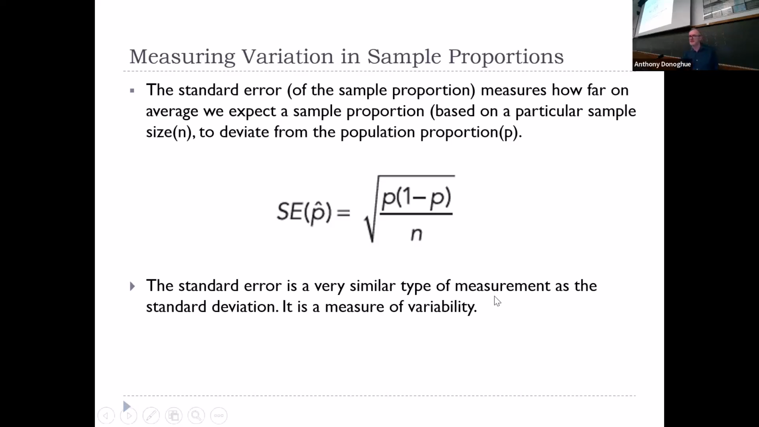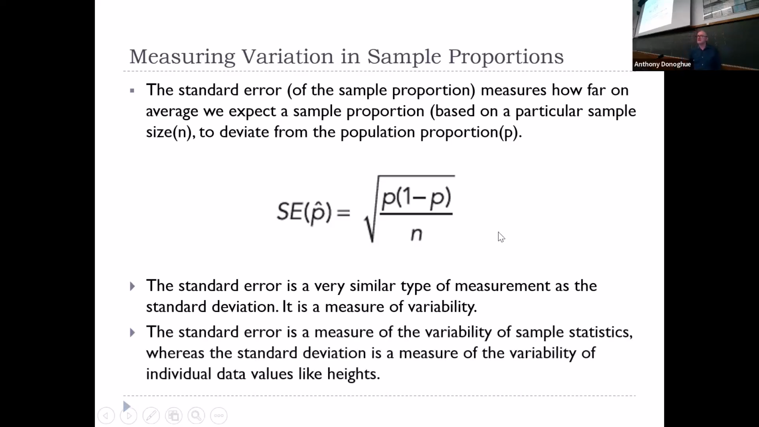It's a measure of variability. But in this case, the measure of variability of sample statistics around the population parameter, whereas the standard deviation is a measure of variability of individual data values, like height, around, say, the population mean for quantitative data. So don't get confused from that.